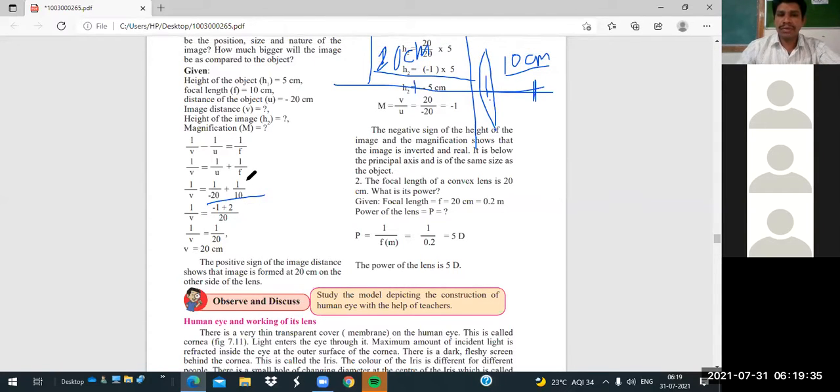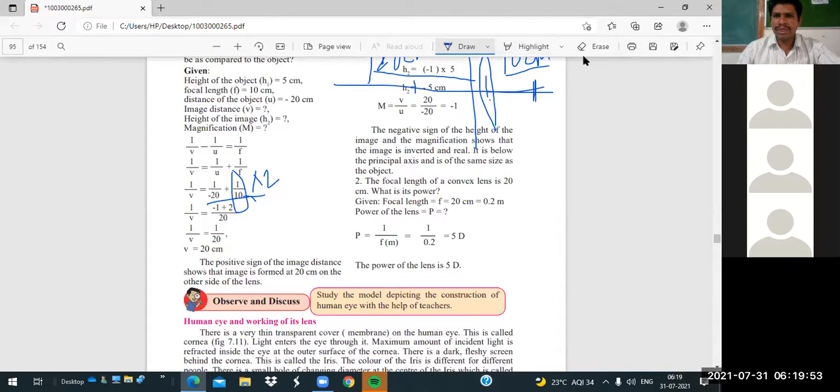Then what do we have to do? We have to multiply this side by 2. When we have to do addition or subtraction, at that time we have to make the denominators equal. So we have taken 2 ones are 2 and 2 tens are 20. So what will we get here? Minus 1 plus 2 upon 20. Why like this? Can you tell me the reason behind it?